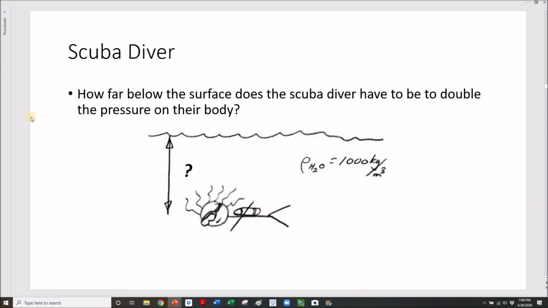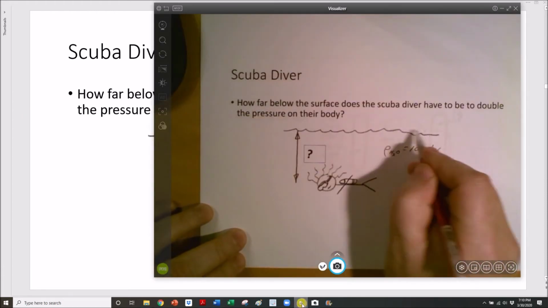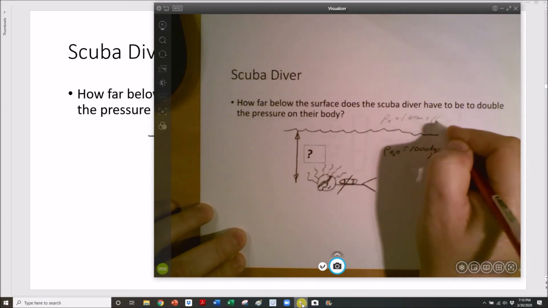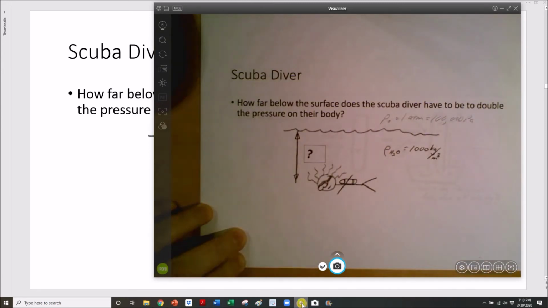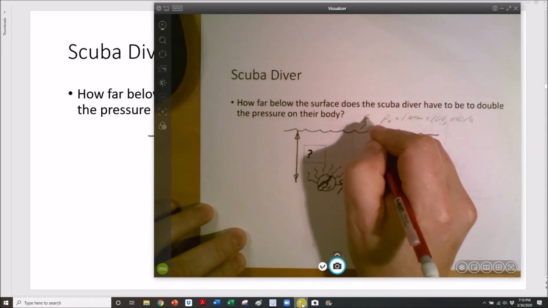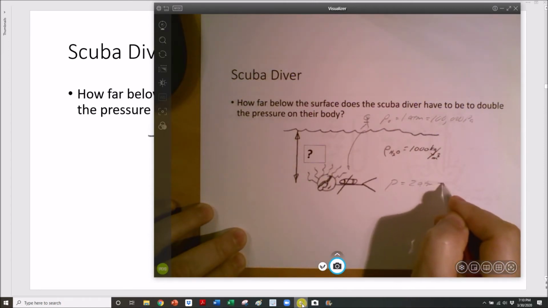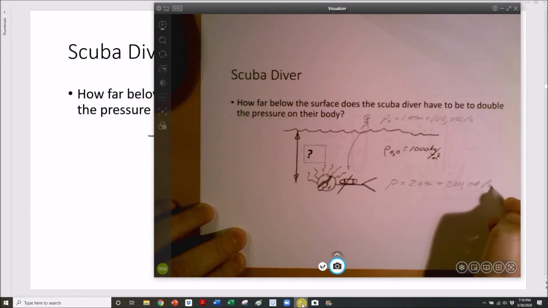All right, we got ourselves a scuba diver here. How far below the surface of the water does the scuba diver have to go in order for us to double the pressure on the scuba diver? Now, right up top, I assume there's an atmosphere up here, so the pressure up top would be 1 atm, or 100,000 pascals. So that's what you would have if you were up here. But the scuba diver goes down here, so the pressure down here would be 2 atm, or 200,000 pascals.